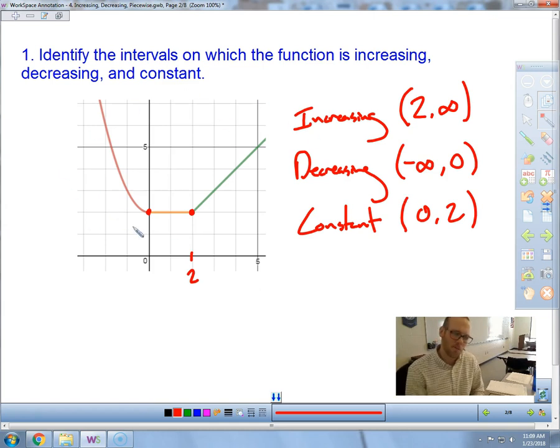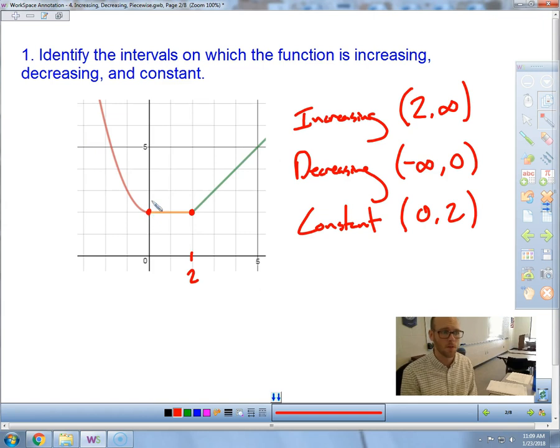Now, if you look at this function, have you ever seen a function that looks like that before? It's a bit different, isn't it? It's almost like there's different pieces to this function. To the left of 0, it looks like this. Okay, almost like a parabola. Between 0 and 2, it looks like a horizontal line. Okay, from the right of 2, it looks like a line with a slope of 1.